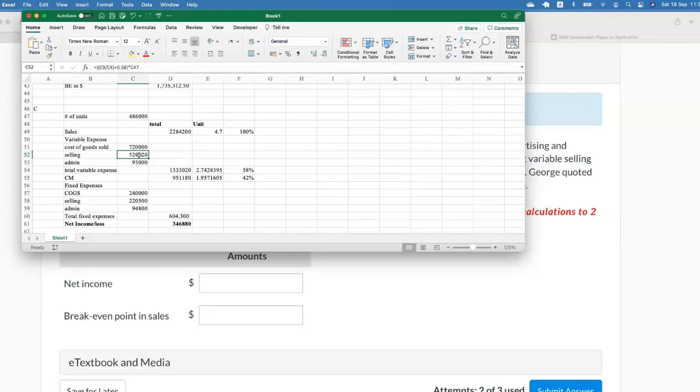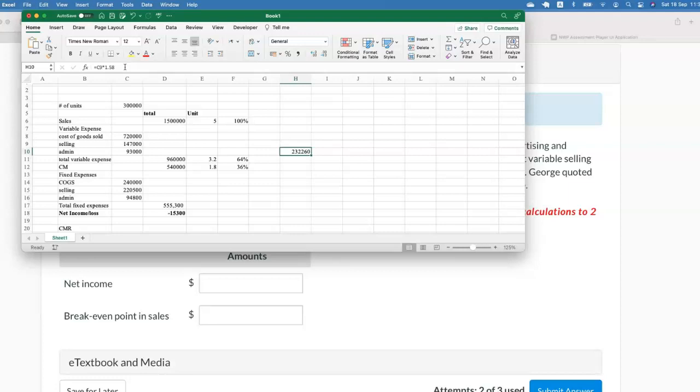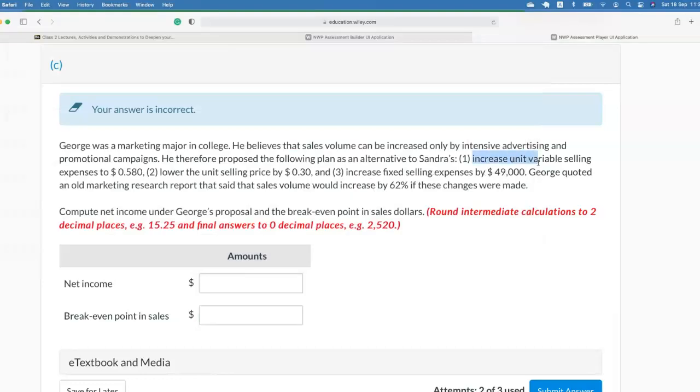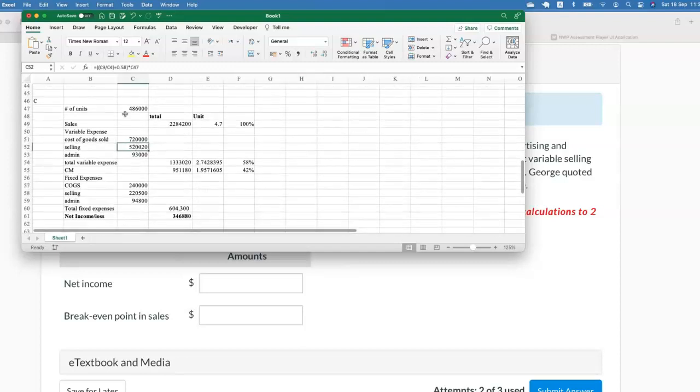I think what they mean, mine reads a little different, but it says increase unit variable costs by, not percent, by so many dollars. What's yours say? Show me your question. Okay. Increase unit variable selling expense by 58 cents, yeah, 0.58. Right, so it's not a percentage. This is what I have done here. I took the initial unit selling expense and I added 0.58 per unit, and then multiplied by the new number of units sold. Yes, that sounds right.